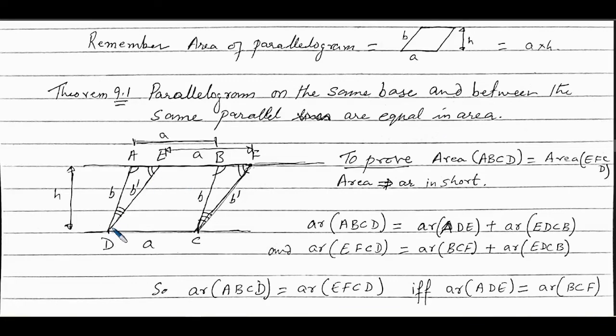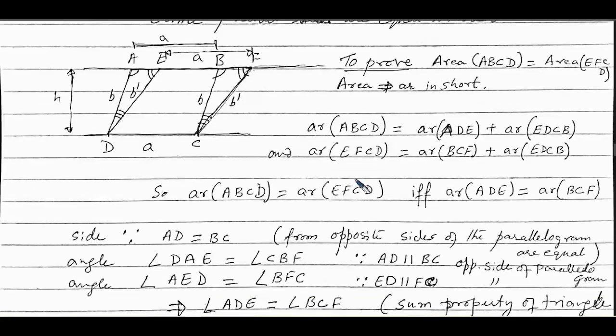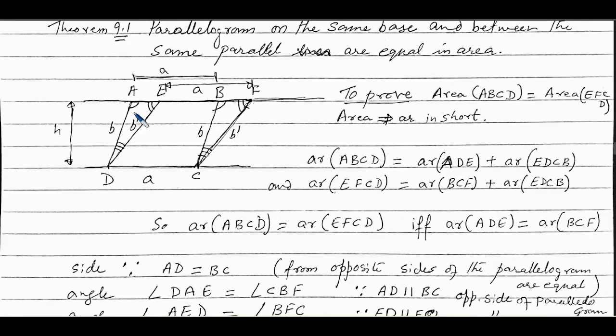Suppose this base is the same and I have this parallelogram here, A, B, C and D, and I have another parallelogram E, F, C, D. Then the areas of both these parallelograms are the same. That is, to prove area ABCD is equal to area EFCD. We write area in short as AR. So here you see the area of parallelogram ABCD is nothing but the area of this triangle ADE plus the area of this quadrilateral EDCB.